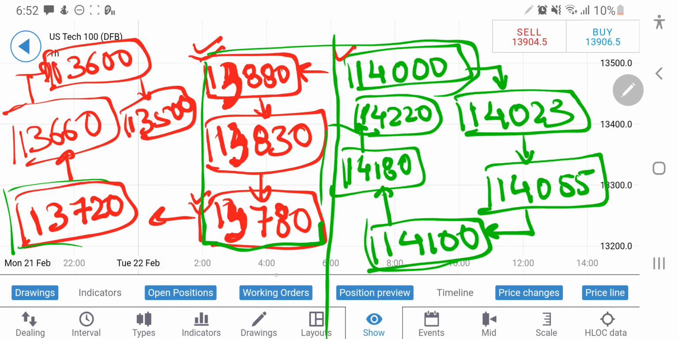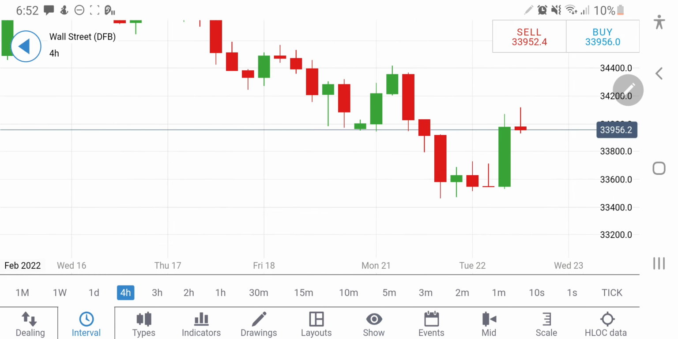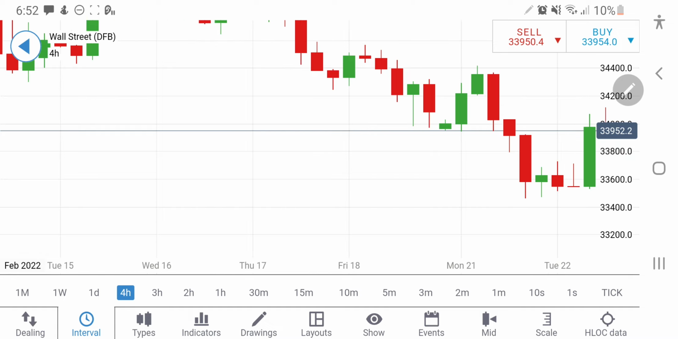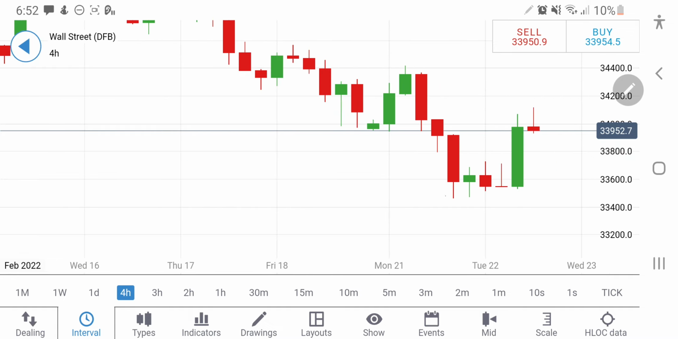Now let's have a look at US30. First, let's talk about US30 on a 4-hour chart. We can clearly see it has formed a base here. It has got a good support at 33,500, as I told in my weekly analysis, that 33,500 definitely should be a strong support, and then it had formed a base at 33,550 levels.